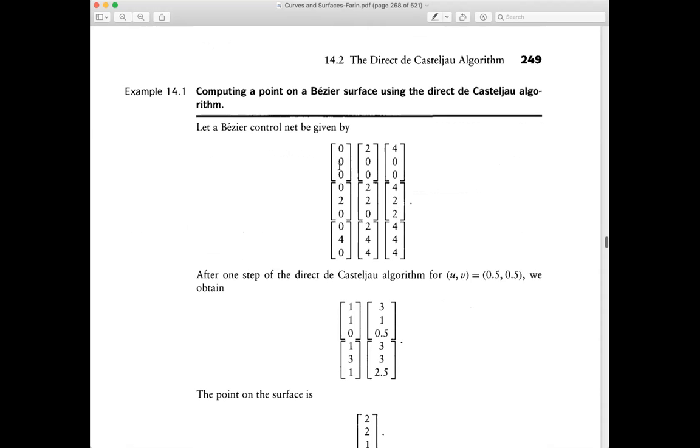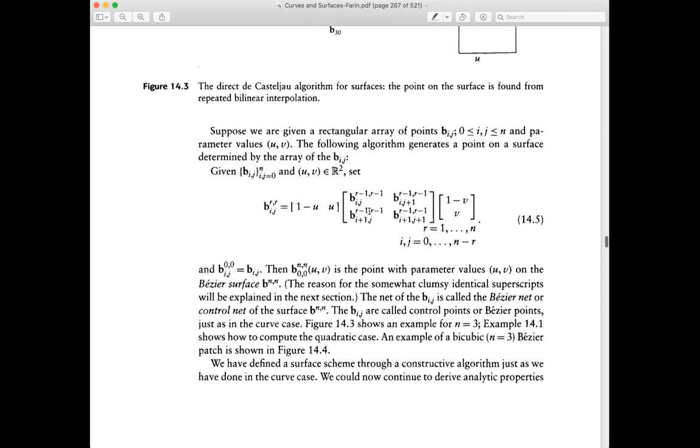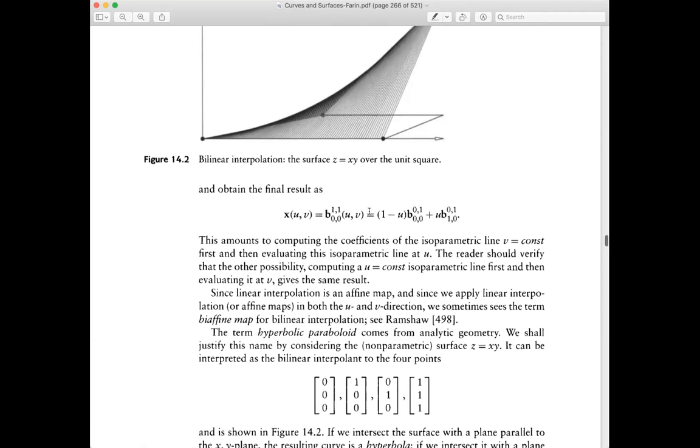Okay, the easiest one is you can try this. If I give you the quadratic Bezier surface like this, we have 1, 2, 3, 1, 2, 3, points. So we have overall 9 points here. And if you want to use the de Casteljau algorithm, you can interpolate using U and V. You can interpolate these four points using this one.